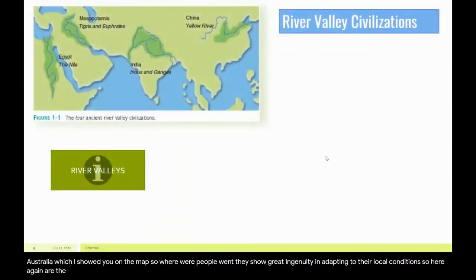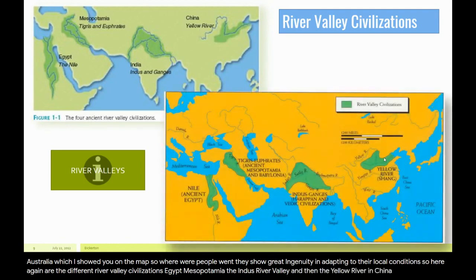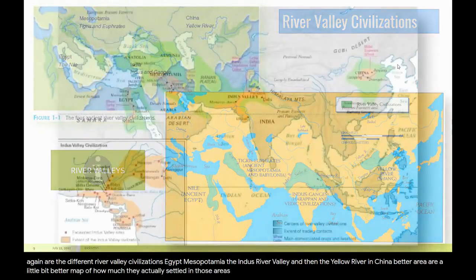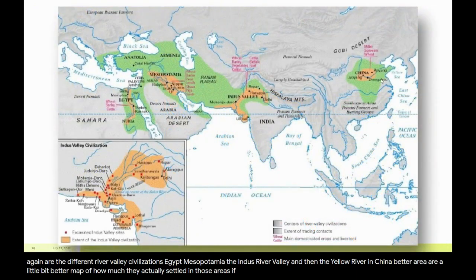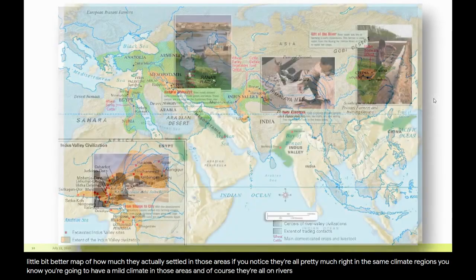So here again are the different river valley civilizations: Egypt, Mesopotamia, the Indus River Valley, and then the Yellow River in China. And here's a little bit better map of how much they actually settled in those areas. If you notice, they're all pretty much in the same climate regions. You're going to have a mild climate in those areas, and of course they're all on rivers.